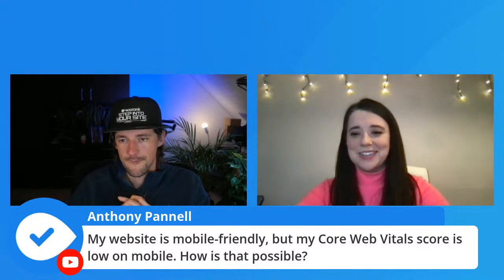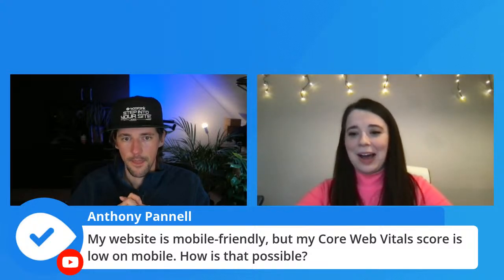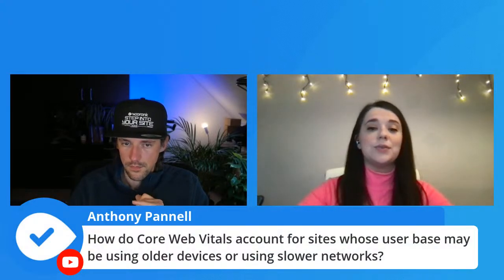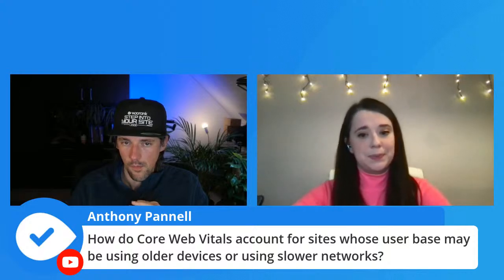All right, next one, and thank you to my Woo friends for putting these in the chat for me so that my computer doesn't blow up. How do Core Web Vitals account for sites whose user base might be older or they're using slower networks?